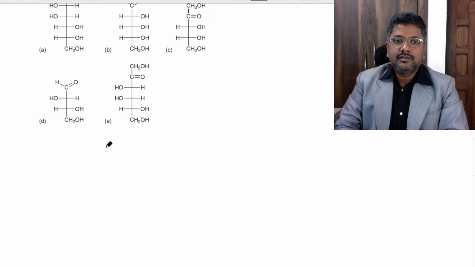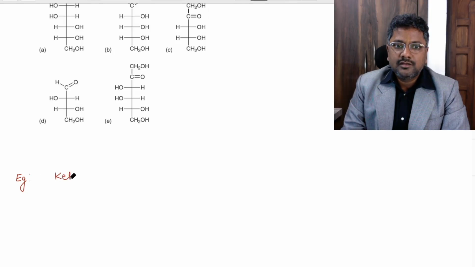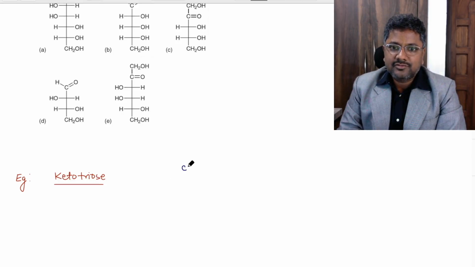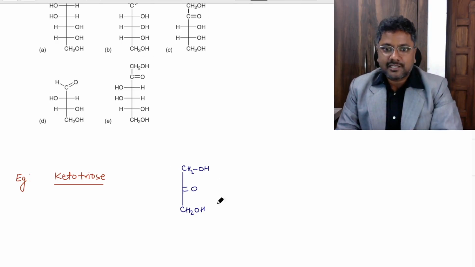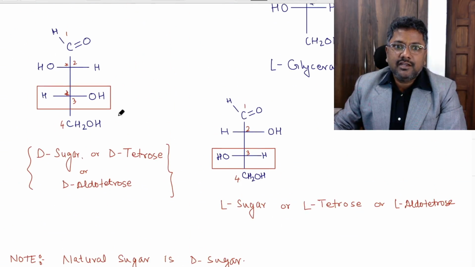One more thing, suppose it is asked to you to give some example of ketotriose. This is a very important compound, because it is a three carbon carbohydrate with one ketonic group. See this, this is a ketotriose. And aldotriose is glyceraldehyde.